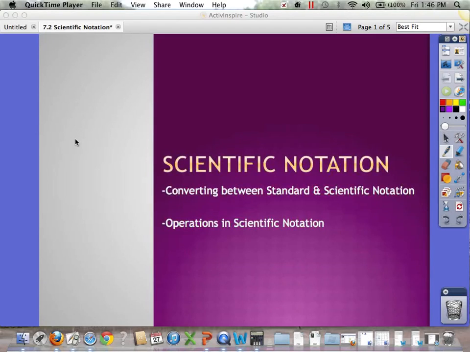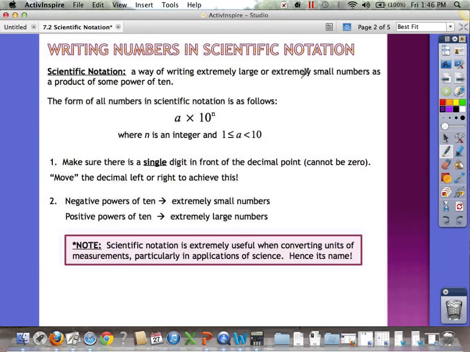7.2 Scientific notation. We're going to be converting between standard and scientific notation. Standard being your normal numbers like 5006, to scientific notation, which will look like 5.006 times 10 to the third power. And then we'll also be doing operations in scientific notation. All right, so let's get started.